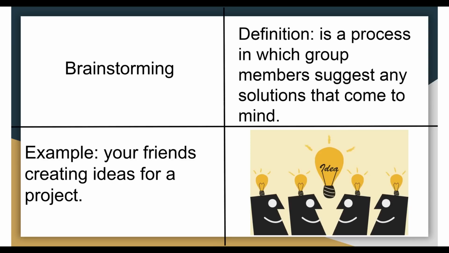Now one of those key things is while you can brainstorm on your own, it's kind of a group thing. And that's why in my picture I have multiple people. So for example would be your friends creating ideas for a project. You guys do this all the time. If you have a project in class, or maybe it's something outside school, you're brainstorming ideas, you're coming up with different possible solutions to a problem you have, or to improve something you have, or if you want to be creative with a project, you're brainstorming different ideas.